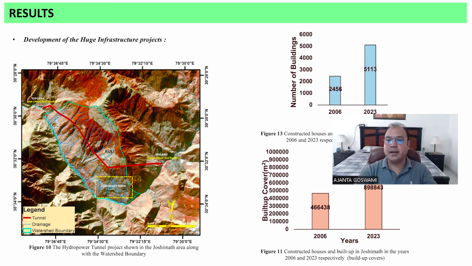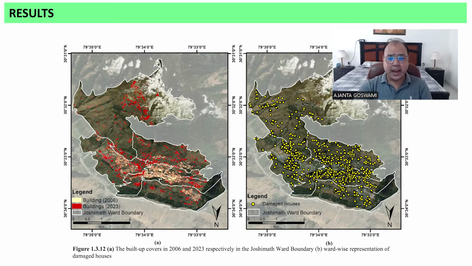So as I told earlier, because of the load effect of these buildings, there could be some effect on the subsidence. Here, you can see the red color indicates buildings which came up in 2023, and the yellow color indicates buildings which came up in 2006. And these are the ward maps. From the ward map, you can see in which ward how many buildings came up. Please consider these images, where the north is towards the downside. Joshimath Town is north facing, isn't it? But here we have shown it south facing for the convenience of understanding.